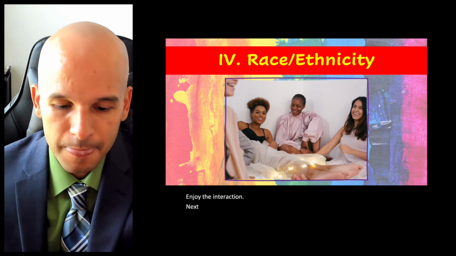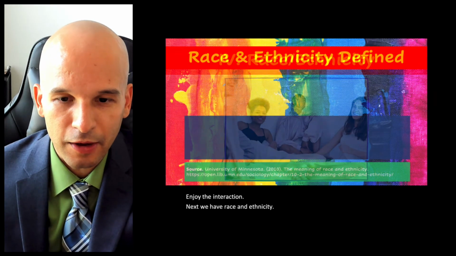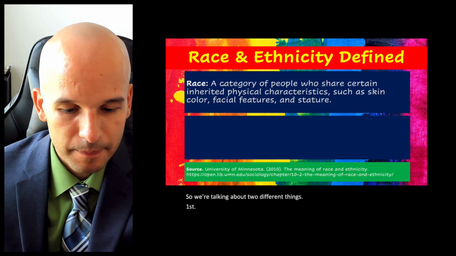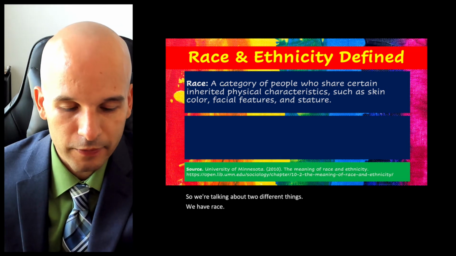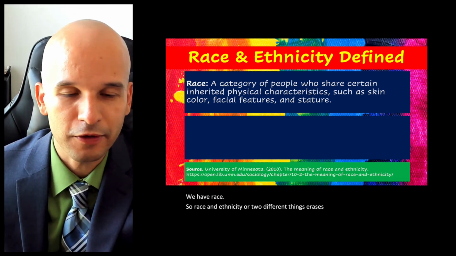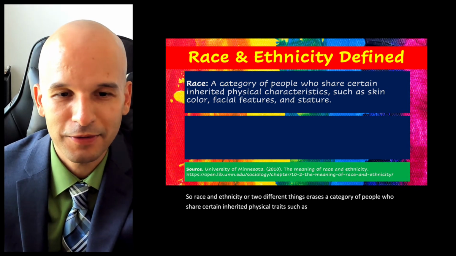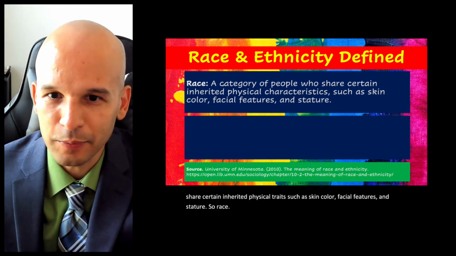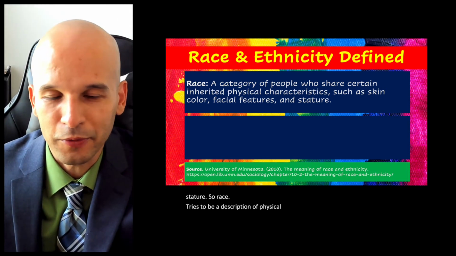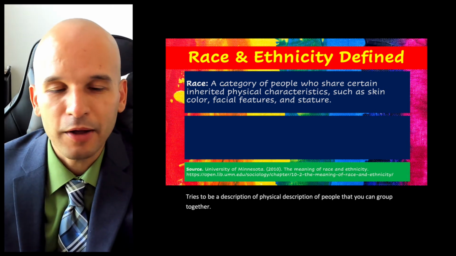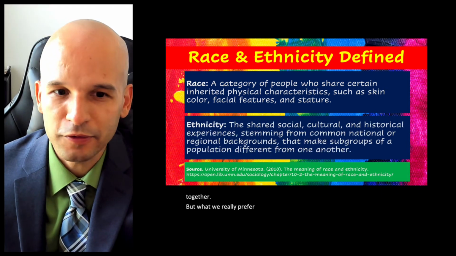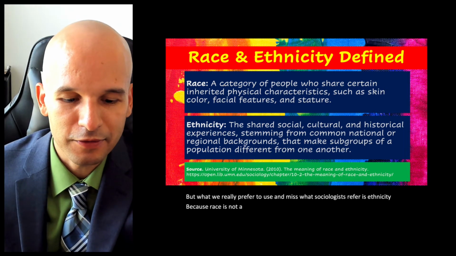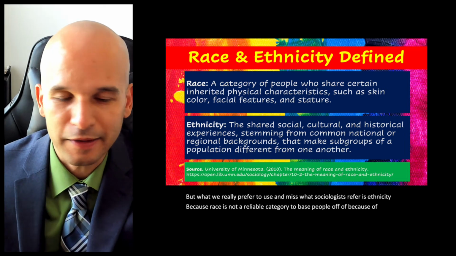Next, we have race and ethnicity. So now we're talking about two different things. First, we have race. So race and ethnicity are two different things. A race is a category of people who share certain inherited physical traits such as skin color, facial features, and stature. So race tries to be a physical description of people that you can group together. But what we really prefer to use, and this is what sociologists prefer, is ethnicity, because race is not a reliable category to base people off of because of all of the mixing that occurs.